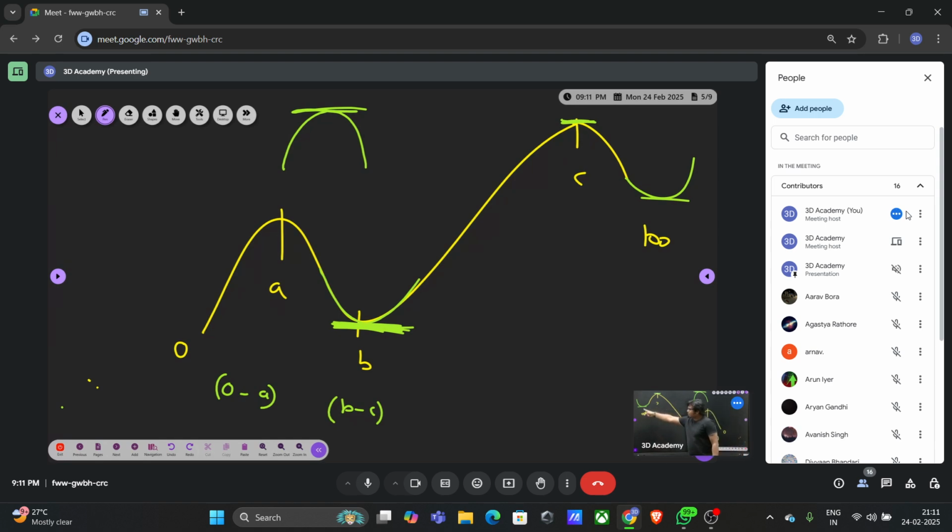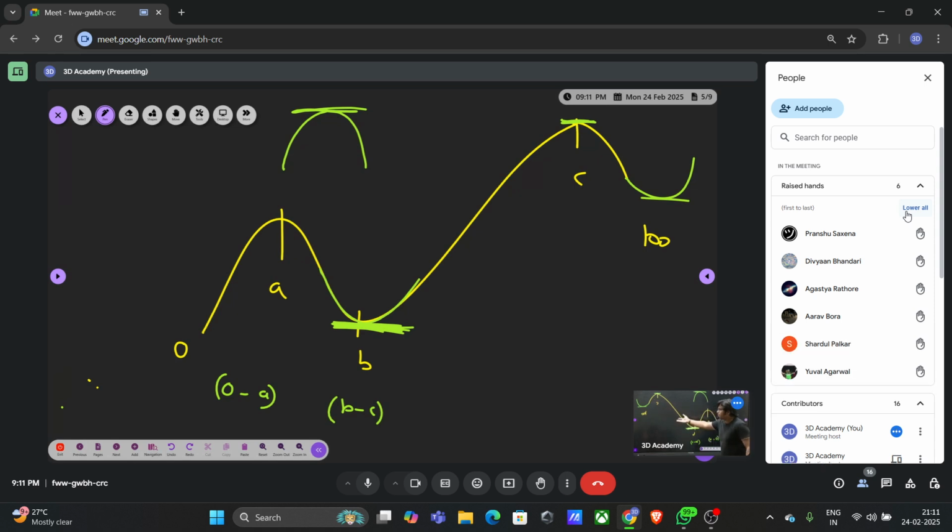That's the local one. So the lowest value is global, highest value is global. Anything in between is called local. How many of you understand this? Please raise your hands. So this is our next concept: finding global maximum, global minimum, and local maximum, local minimum.